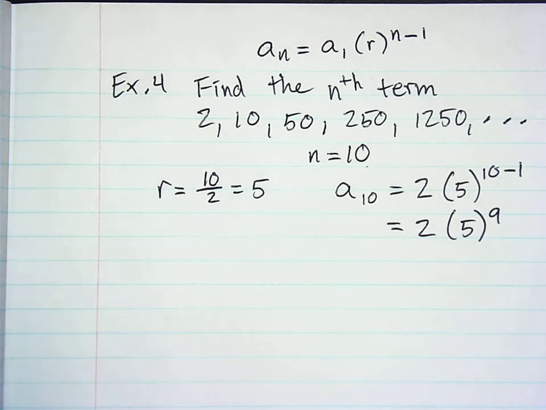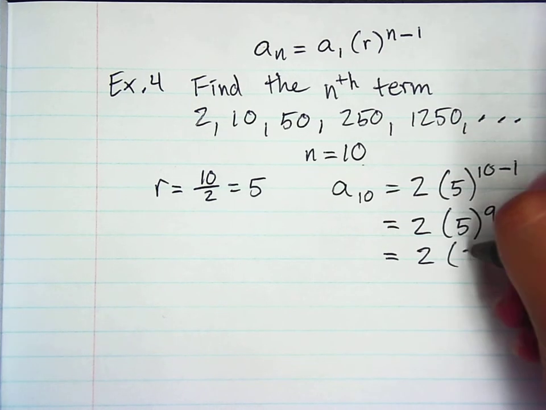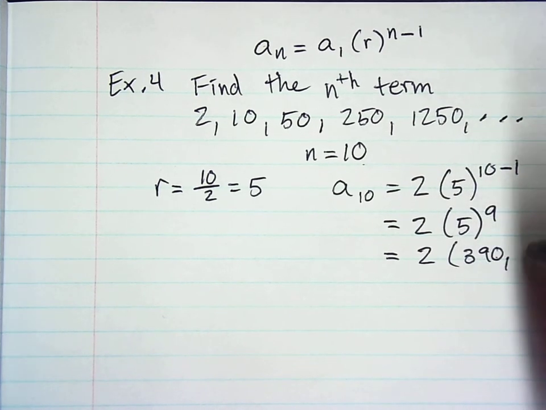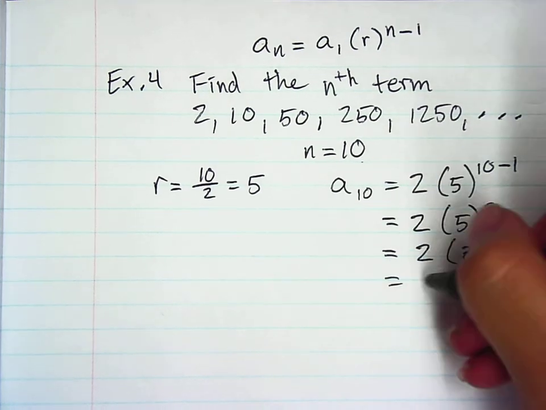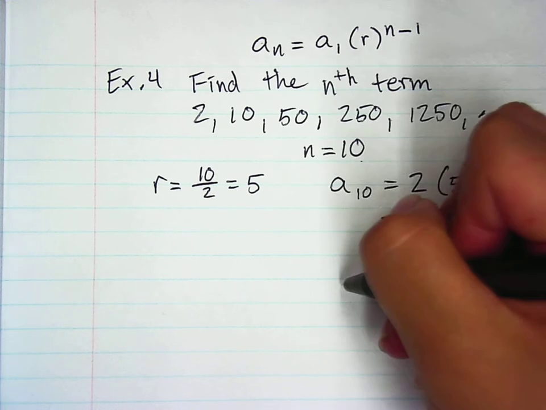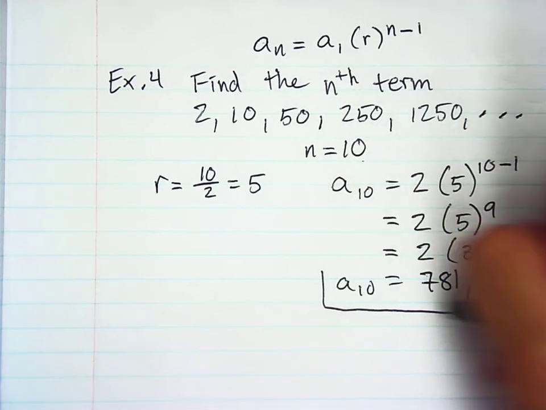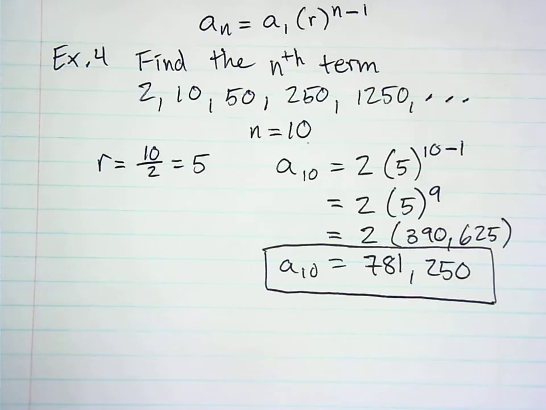Now in this case, we're definitely not going to expect you to multiply all of that out. So if I were to plug that into my calculator, I actually get 2 times 390,625. Distributing the 2, I end up with 781,250. And that's going to be my 10th term for this really, really big sequence. And that helps us a lot in terms of reducing all those calculations and having to list out all the numbers.